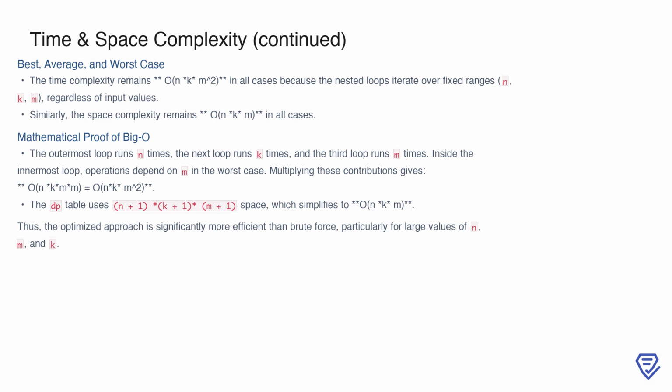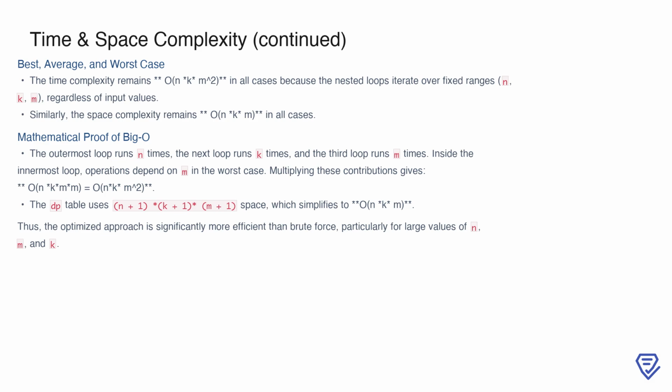To confirm this time complexity mathematically, we multiply the contributions from the outermost loop, which runs n times, the second loop running k times, the third loop running m times, and the innermost operation contributing another m. This gives n*k*m*m, which simplifies to n times k times m squared. Meanwhile, the space complexity is determined by the DP table, with (n plus 1)(k plus 1)(m plus 1) elements, simplifying to O(n*k*m).